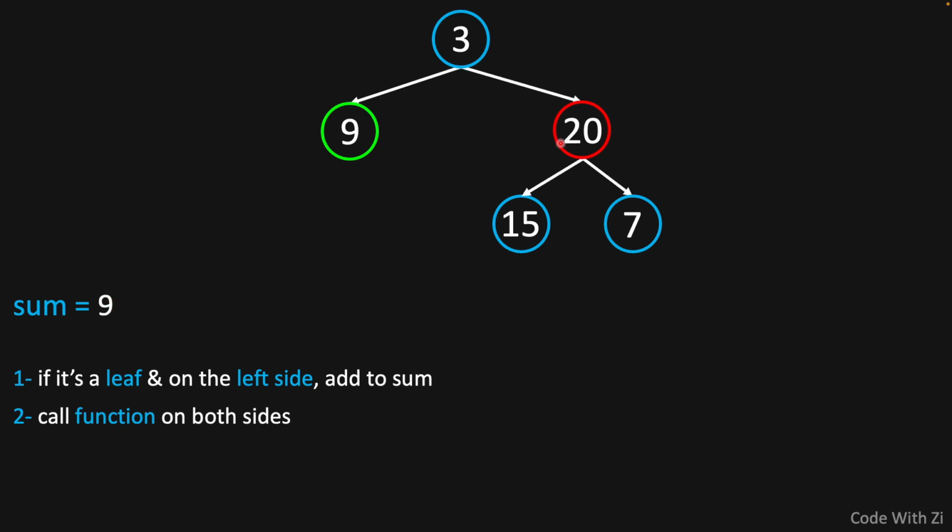We're gonna check if this is a leaf. It's not. So we're gonna ignore this entirely. And we're gonna call the function on both sides. This one doesn't have any children, but this one does. So we're gonna call the function on these two as well. And then we're gonna repeat the same thing for these as well.